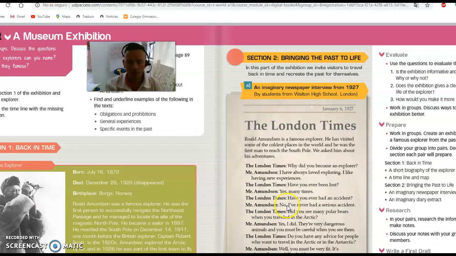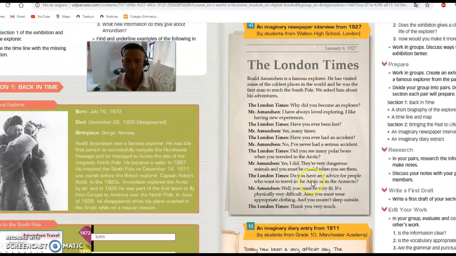Amundsen? No, I never had a serious accident. London Times. Did you see many polar bears when you traveled in Antarctic, Mr. Amundsen? Yes, I did. They are very dangerous animals, and you must be careful when you see them. The London Times. Do you have any advice for people who want to travel in the Arctic or Antarctic, Mr. Amundsen?